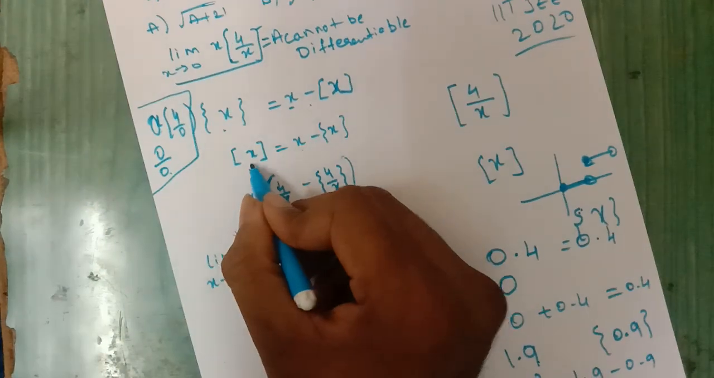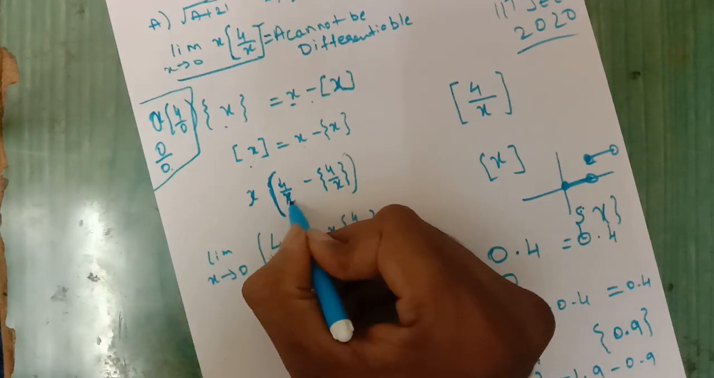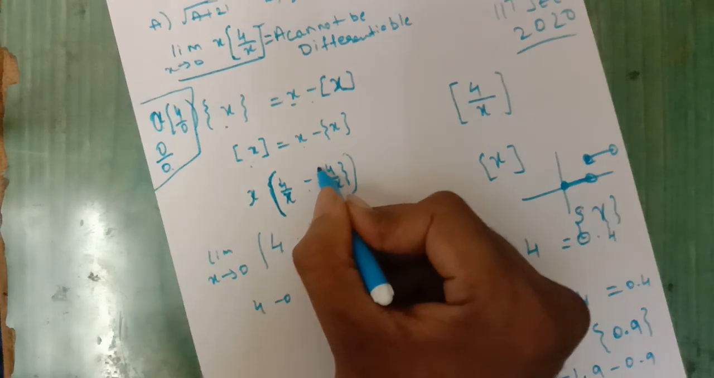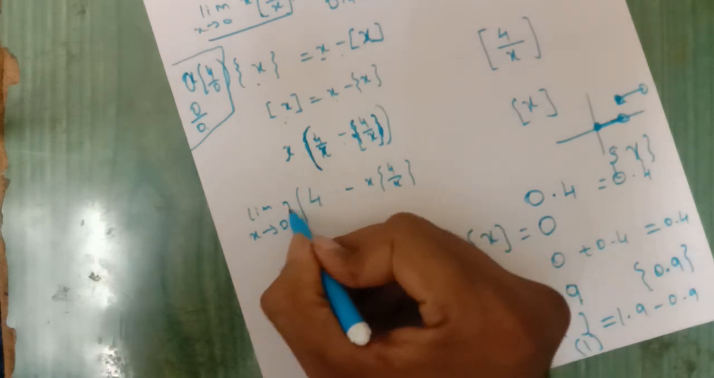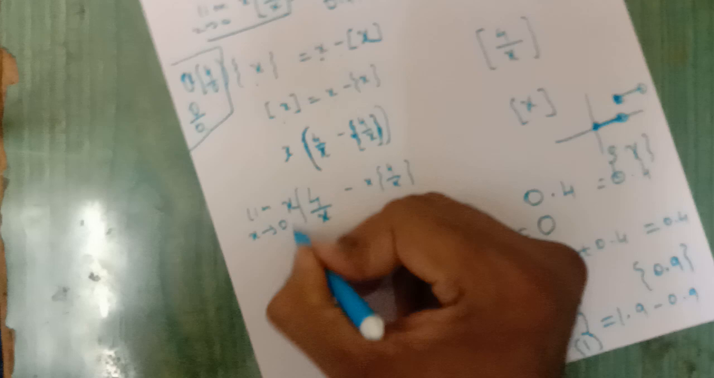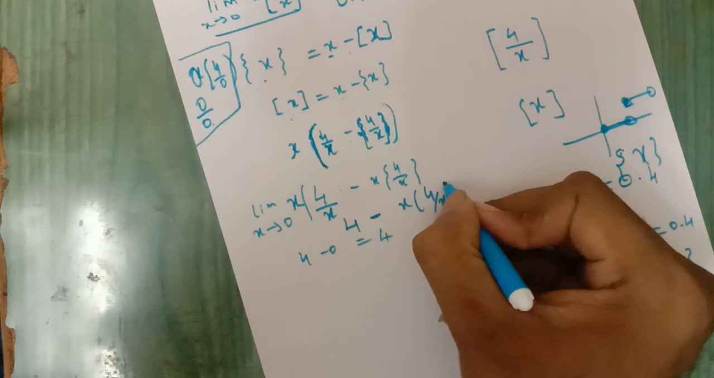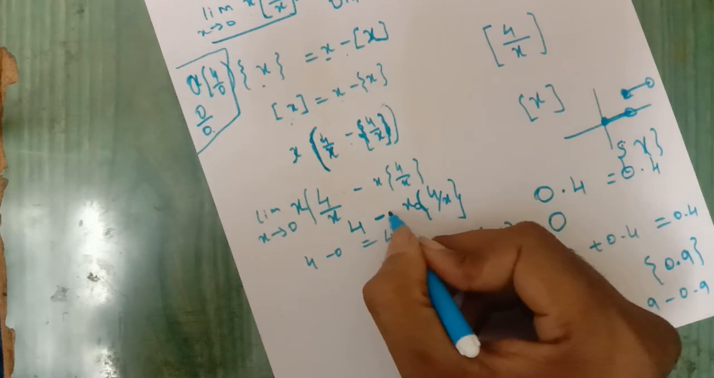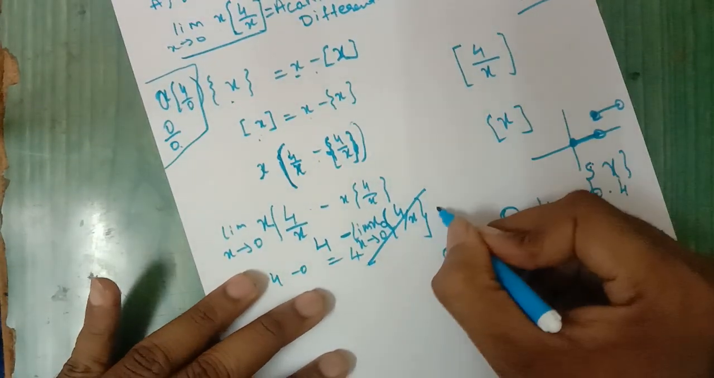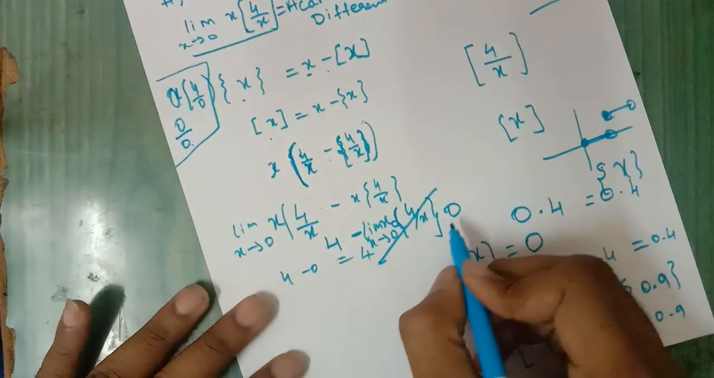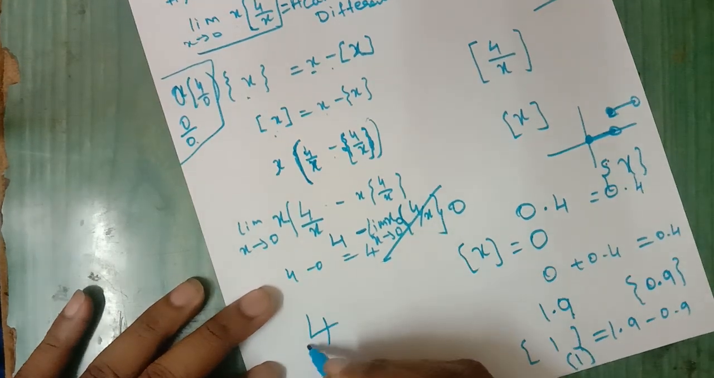So we consider x as 4 by x. Then [4/x] can be written as 4/x minus {4/x}, where {4/x} is the fractional part. If we multiply by x, the x gets cancelled and it will be 4 minus x times the fractional part of 4/x. If the limit is taken as x tends to 0, this whole part goes to 0. So when this part is 0, 4 minus 0 is 4 as usual. So now we have to take this number and substitute it here.